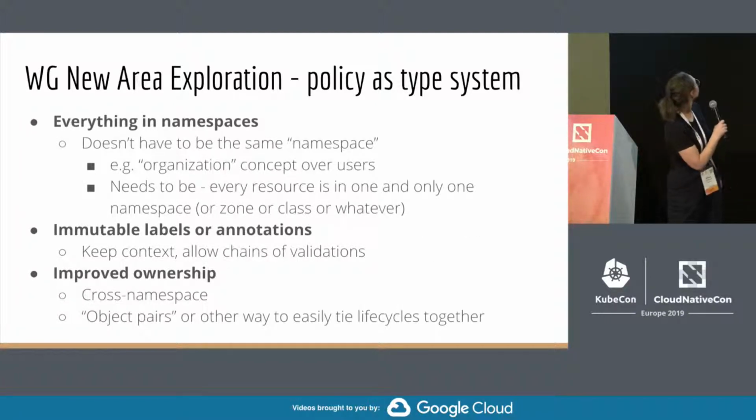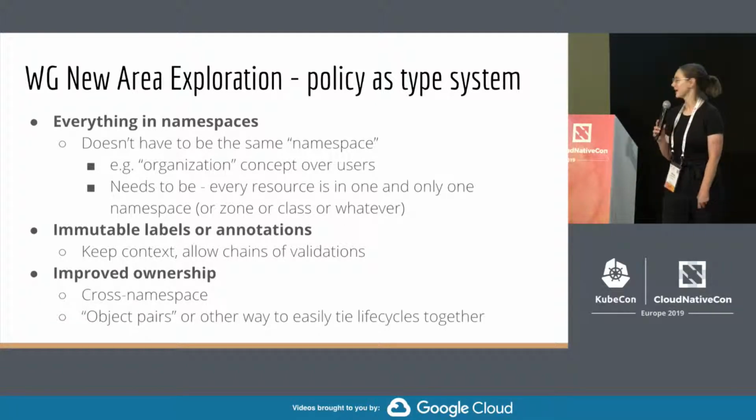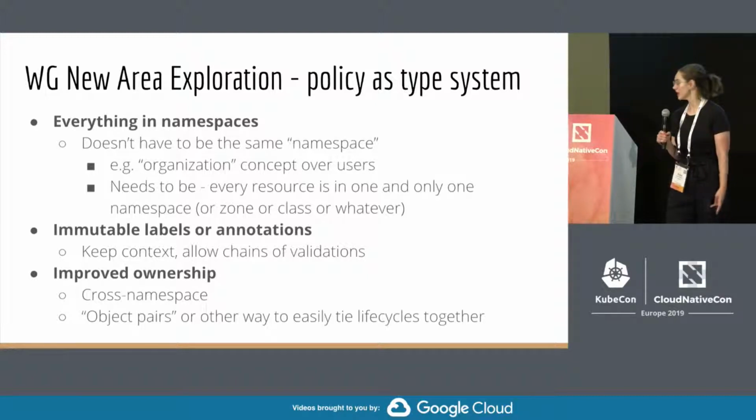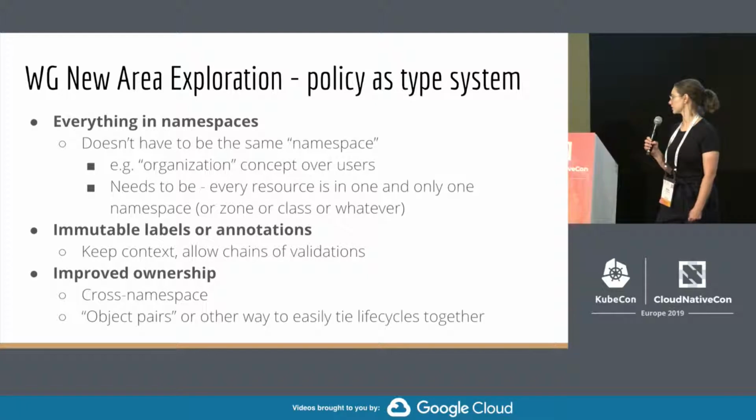Then some other little proposals: namespacing everything. That makes some immutable labels or annotations, and better ownership chains. Those are some specific proposals. So we're starting with the formal verification, so maybe those ones will come later.